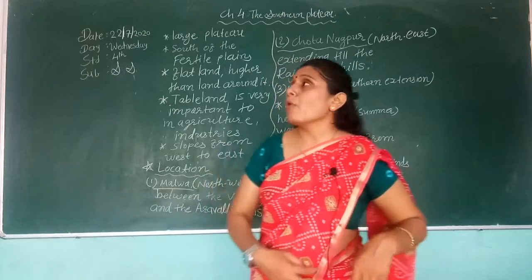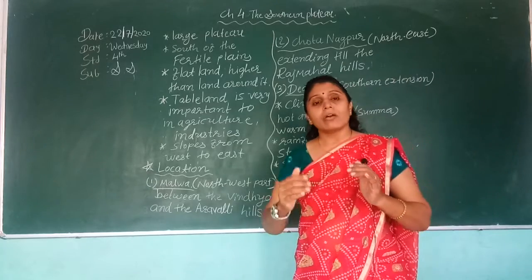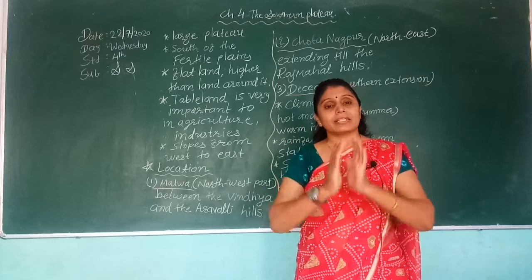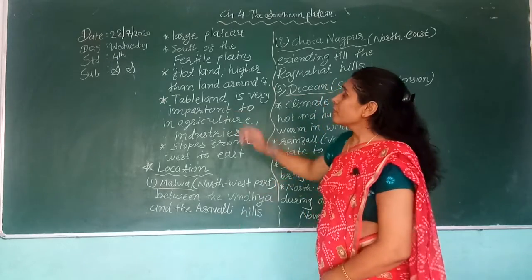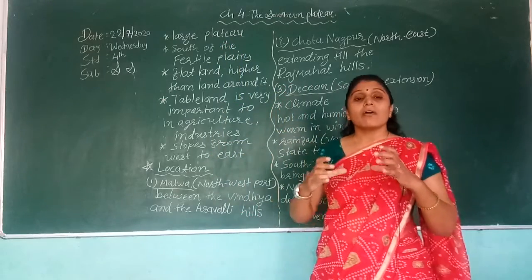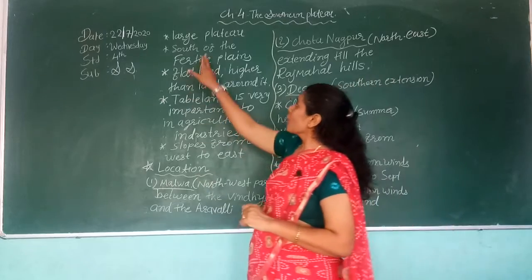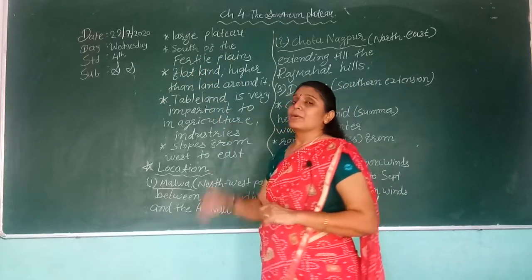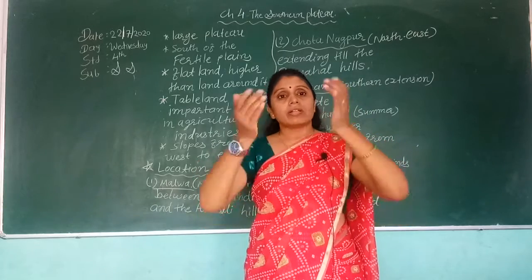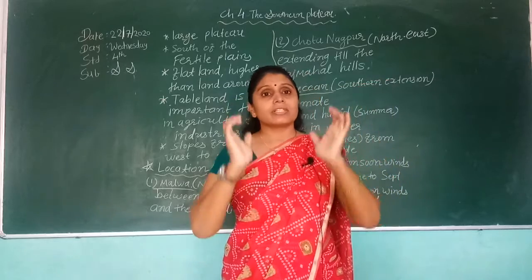Now we are on chapter 4, the Southern Plateau. The other portion of our country is the Southern Plateau. This plateau is a large plateau, one of the very large features of our country. It is located south of the fertile plain, south of the northern plain area.